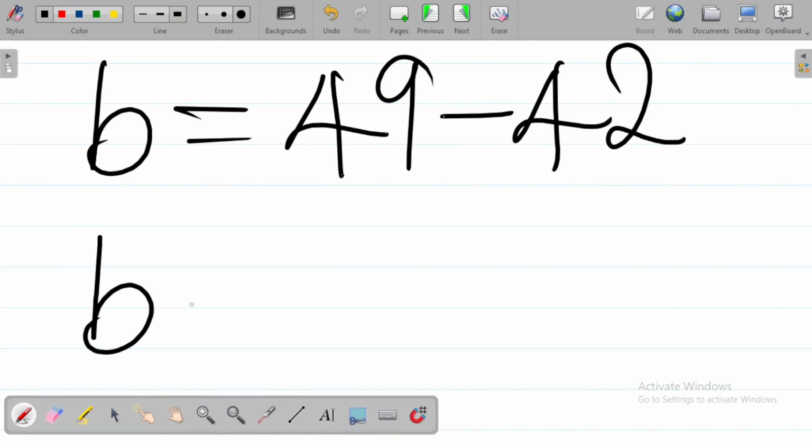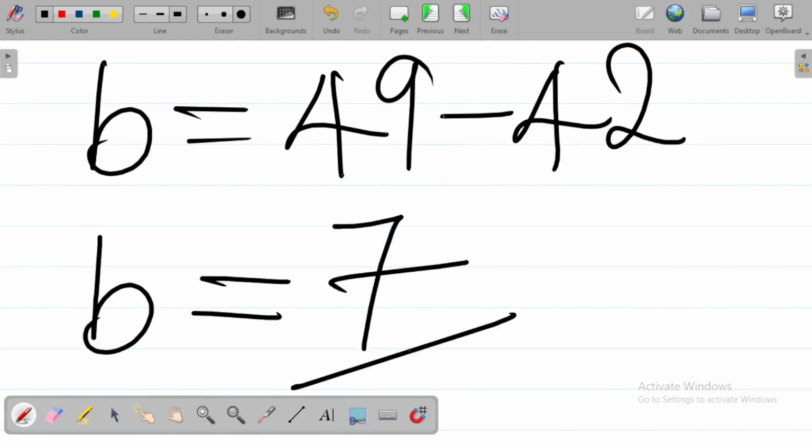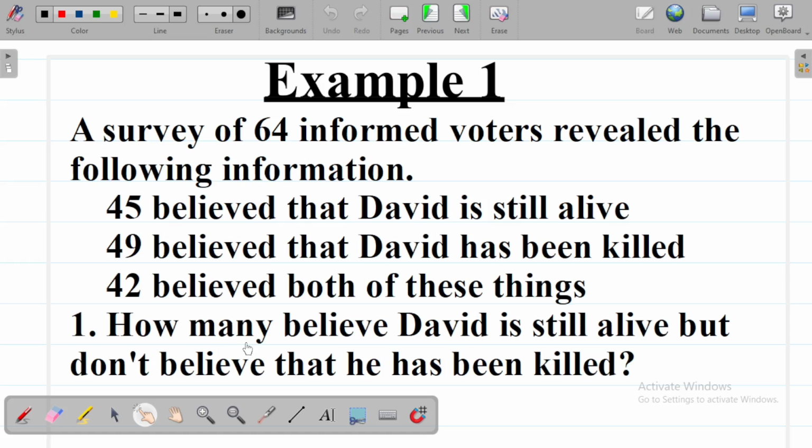So therefore, B is equal to 7. So this is the value of B. Now let's check the question again. Number 1, how many believe David is still alive but don't believe that he has been killed?